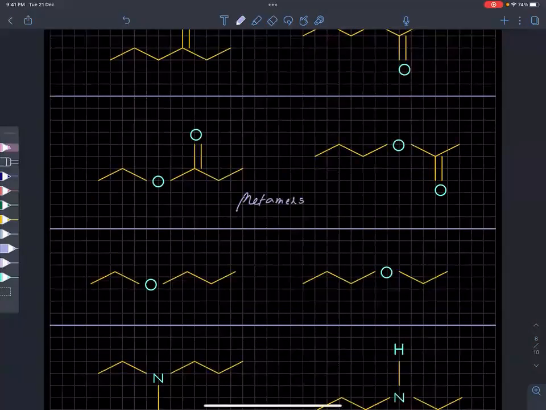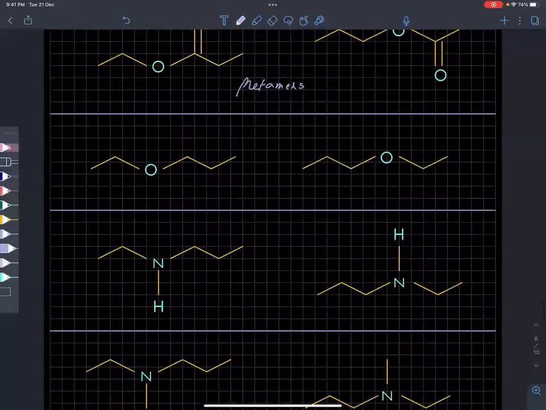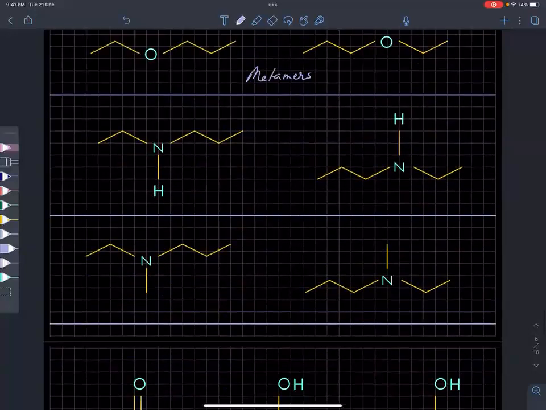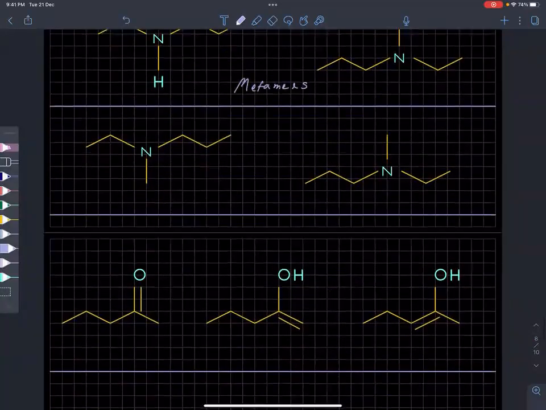Clear? These two are also metamers, secondary amines. These are just like ethers only, but instead of oxygen, you have nitrogen. Clear? Yes, sir. These two are also metamers.